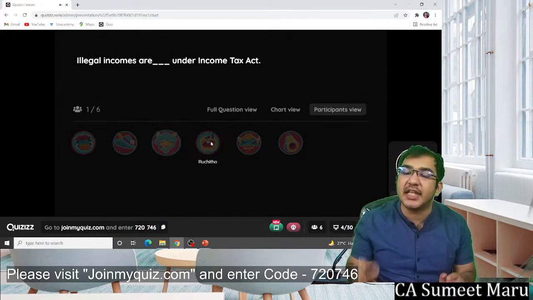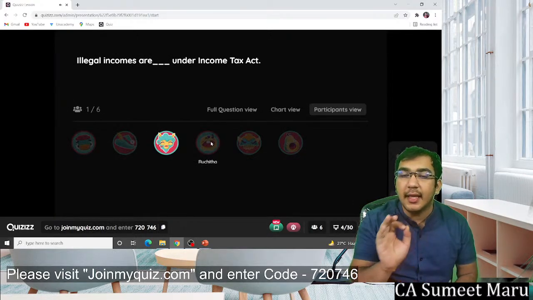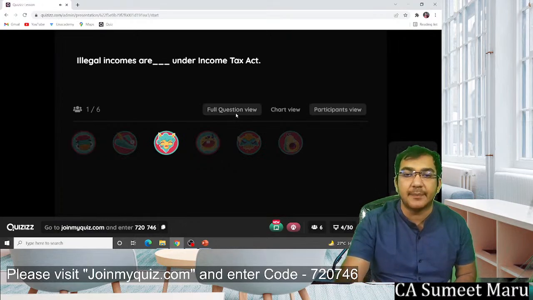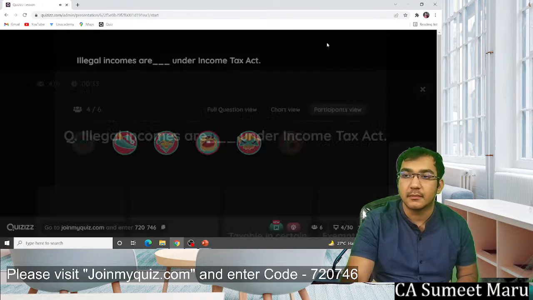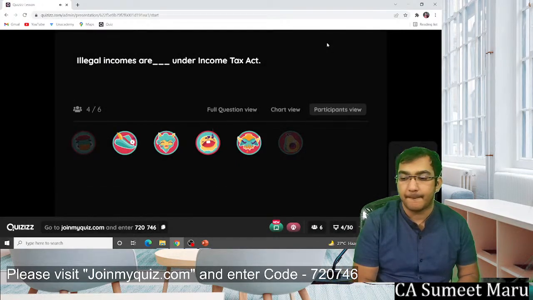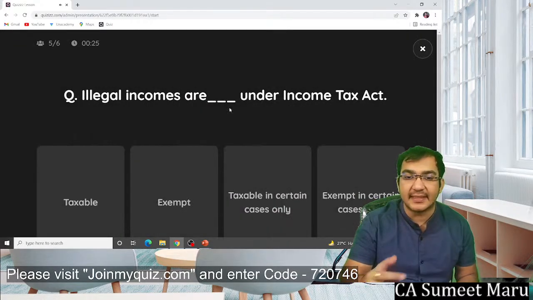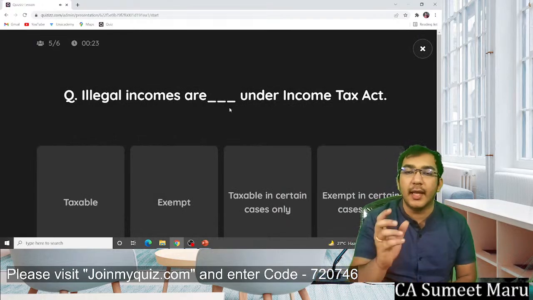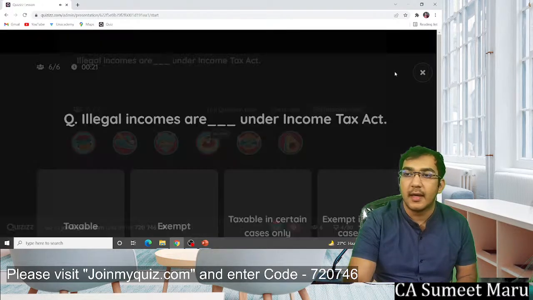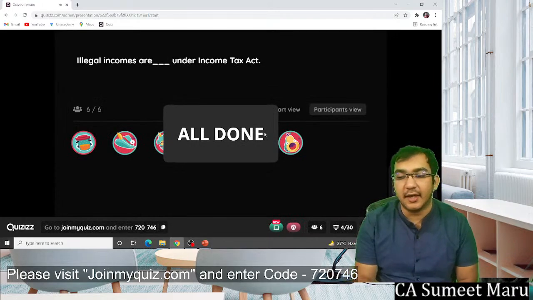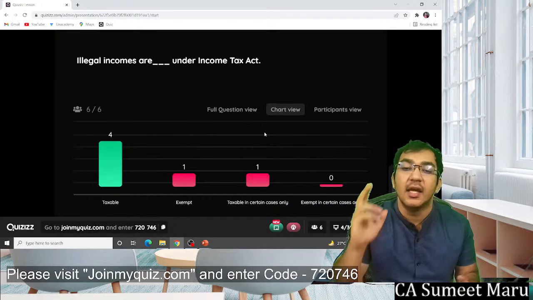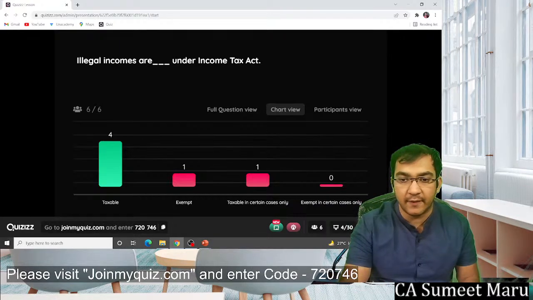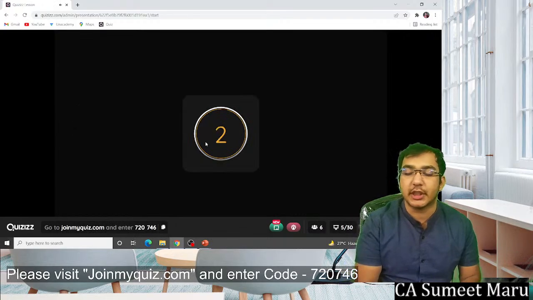Illegal incomes are dash dash under Income Tax Act. Options are whether it is taxable, exempt or not. What about illegal income? The answer is option number A. Even if it is illegal, it is taxable in income tax. Very good. Next question. Question number 5.